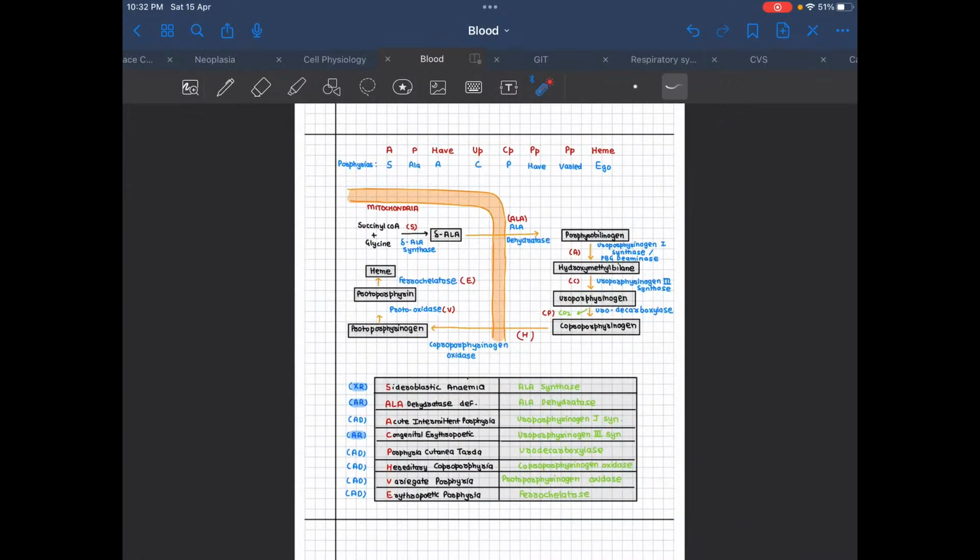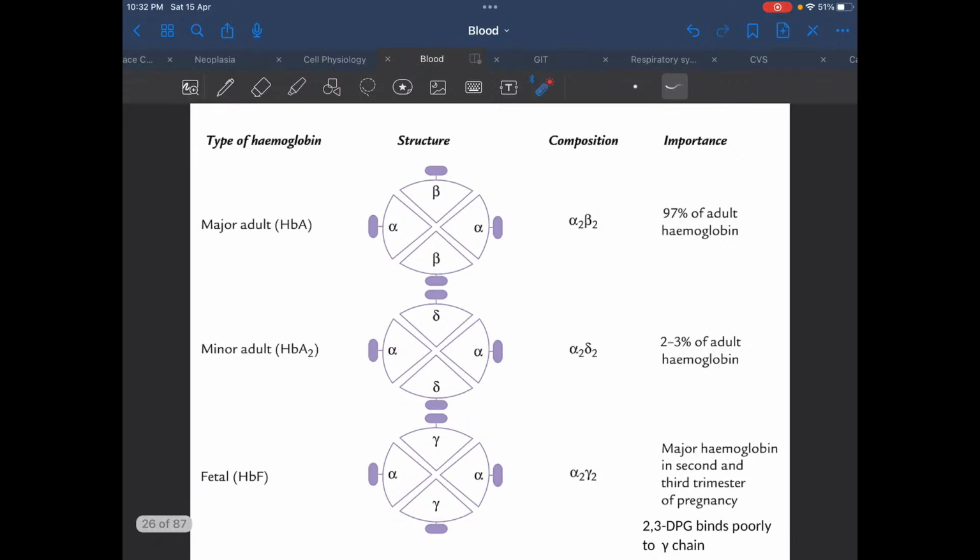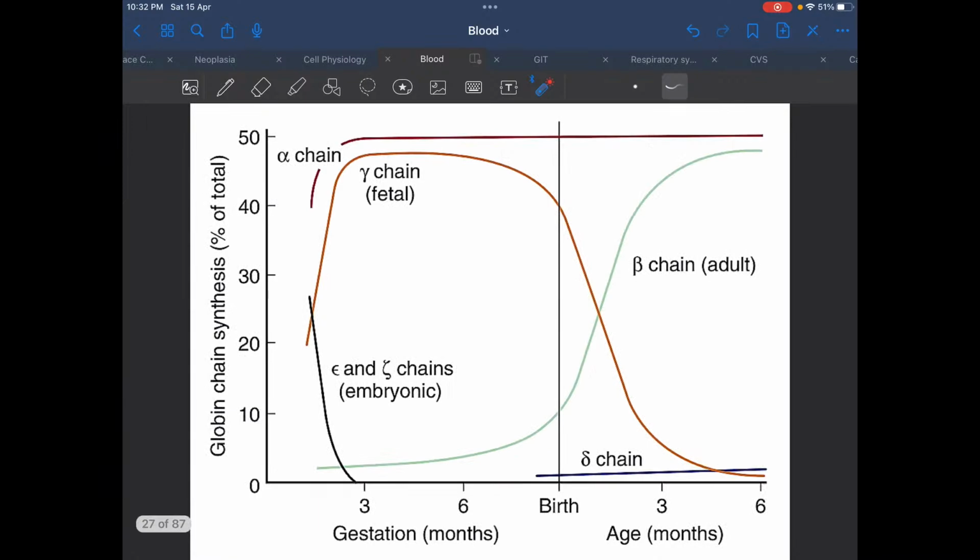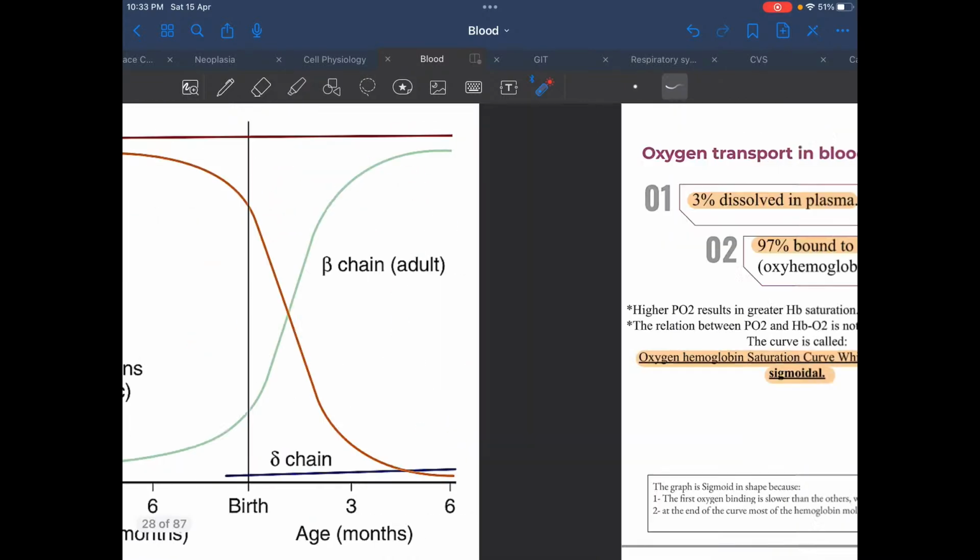All right. So now, the types of hemoglobin that we have. The major adult form, which we know, is alpha 2 beta 2. So there are two alpha chains and two beta chains. When we talk about the minor adult form, that's HbA2, which is 2 to 3% of your adult hemoglobin. That is your alpha and your delta chains. And when we talk about HbF, that's your alpha and your gamma chains. Very important. And as we discussed, at around 3 to 6 months of age the HbF is going to completely disappear. As you're seeing, this is the gamma chain, fetal. Fetal hemoglobin is going to disappear at around 3 to 6 months of age.